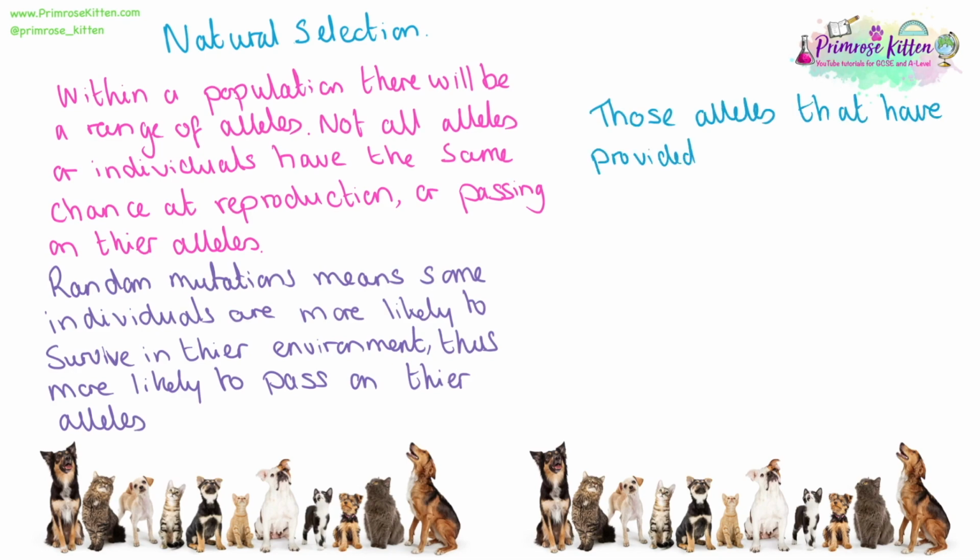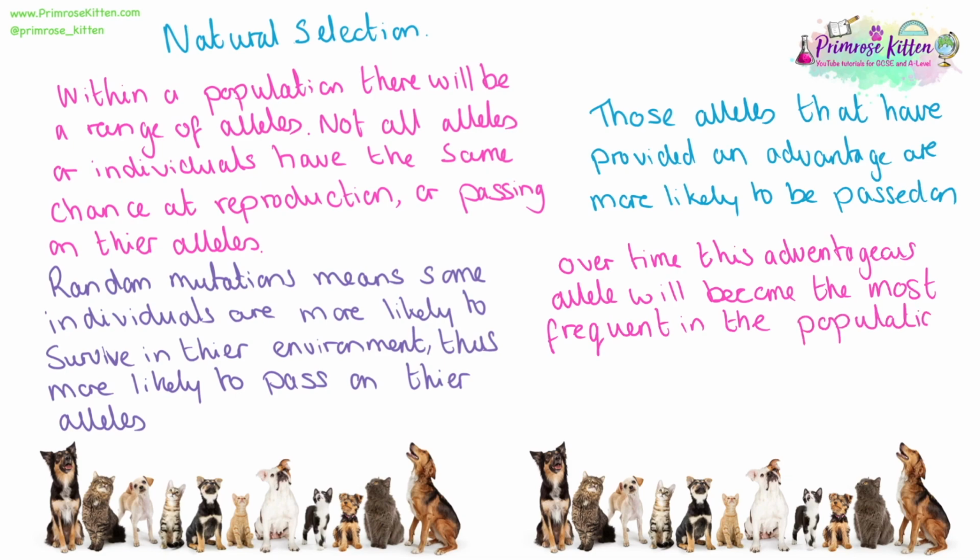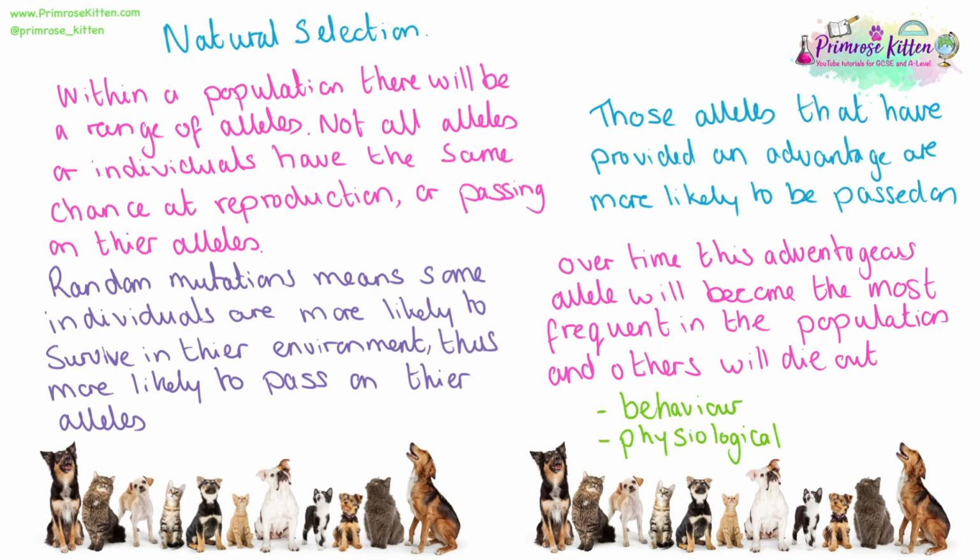Those alleles that have provided an advantage are more likely to be passed on. Over time, this advantageous allele will become the most frequent one in the population, and other alleles will die out. These advantages can be behavioural, physiological, or anatomical.